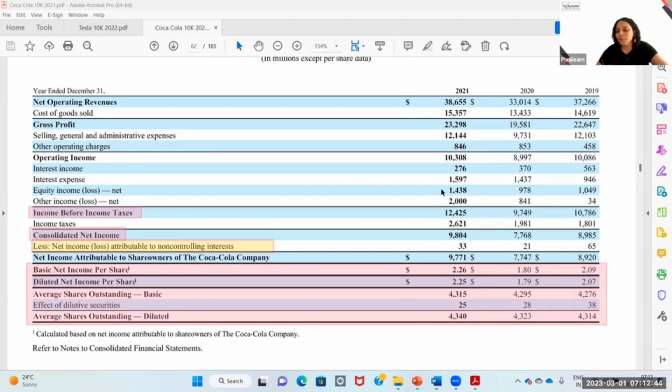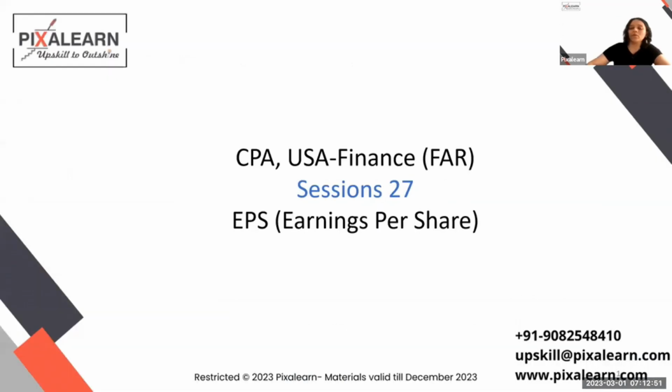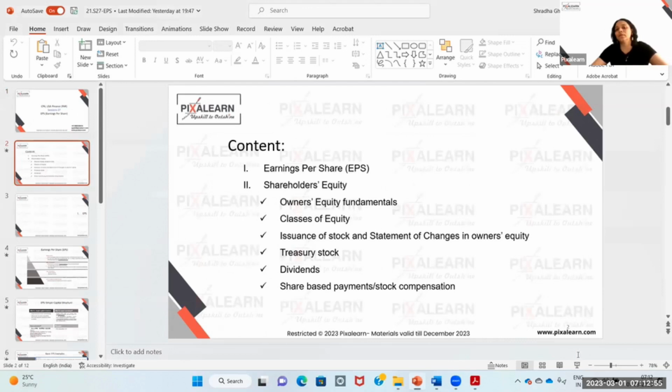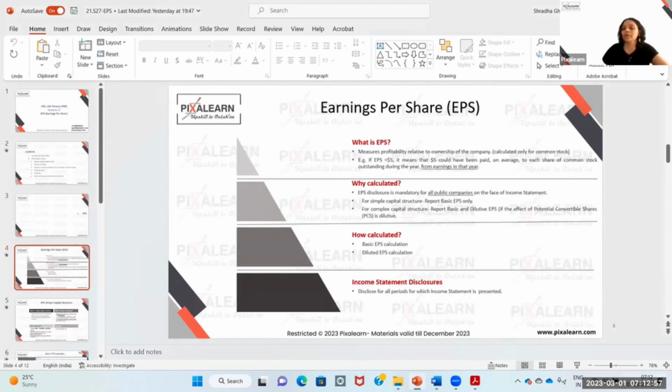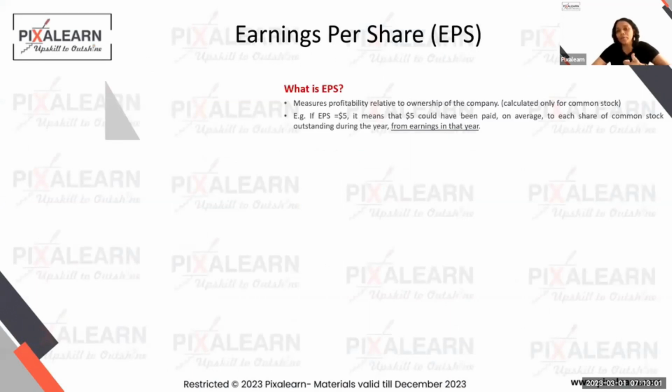Okay. Now with this, let's start the topic today. What we're going to discuss in today's session is certain concepts. This is only earnings per share, guys. First, what is EPS? This we've already discussed, right? What is EPS? It is the current profitability of the company with respect to the ownership.